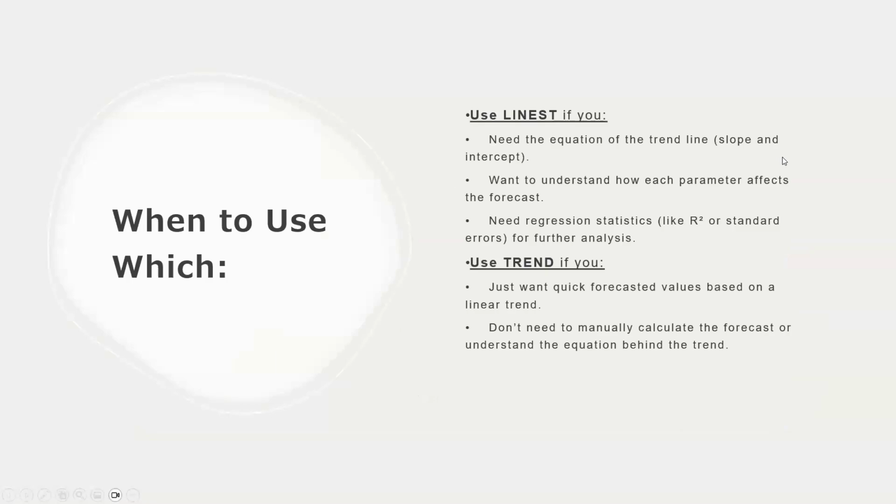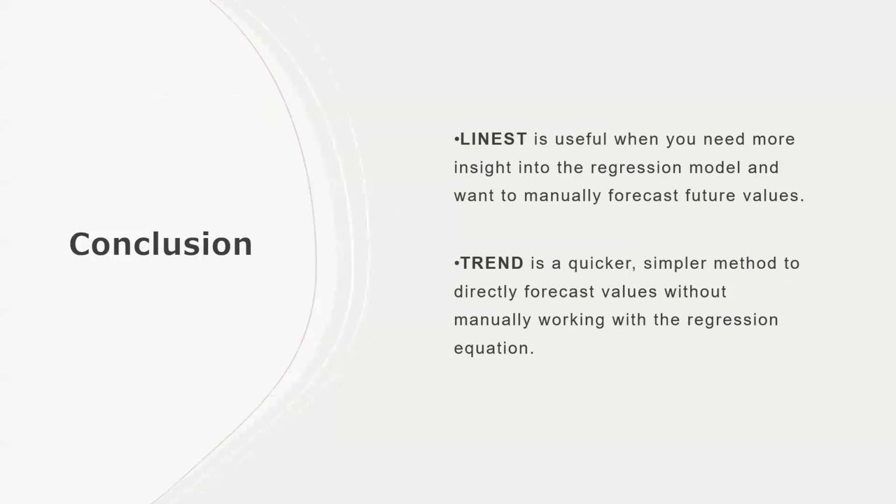When to use which? Use LINEST if you need the equation of the trend line, slope, and intercept. Want to understand how each parameter affects the forecast. Need regression statistics like R-squared or standard errors for further analysis. Use TREND if you just want quick forecasted values based on a linear trend. Don't need to manually calculate the forecast or understand the equation behind the trend.